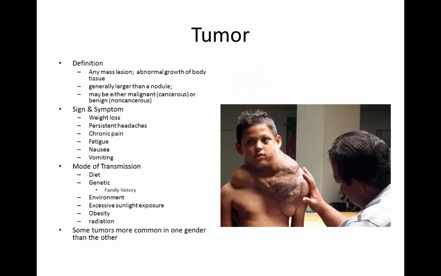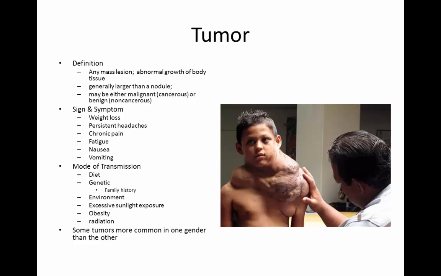A tumor is any mass lesion or abnormal growth of body tissue. It's generally larger than a nodule. It may either be malignant, cancerous, or benign, non-cancerous. Signs and symptoms include weight loss, persistent headaches, chronic fatigue, nausea, and vomiting.